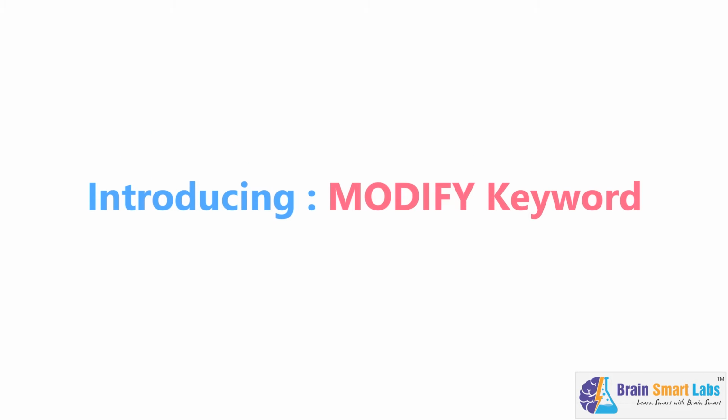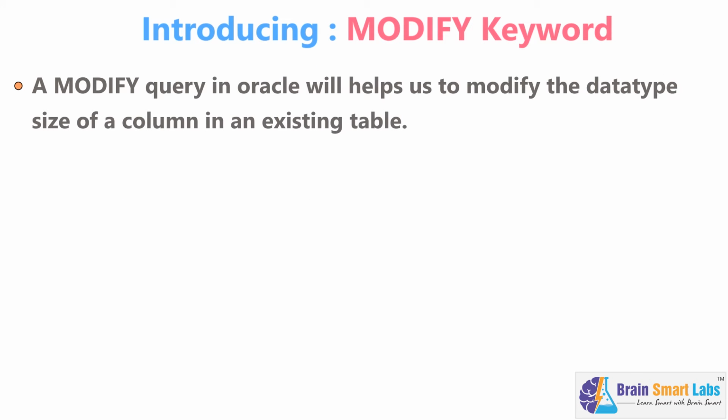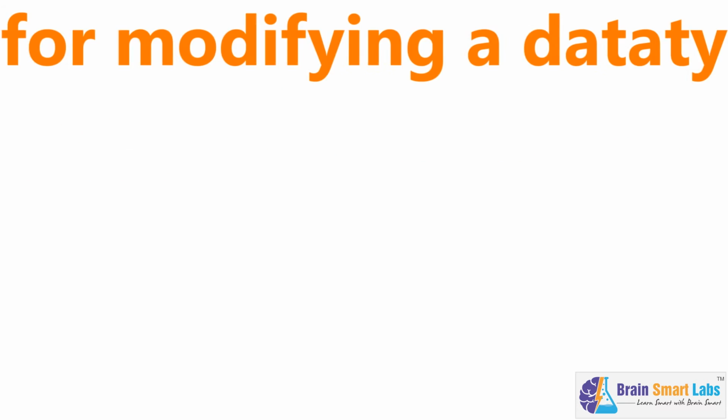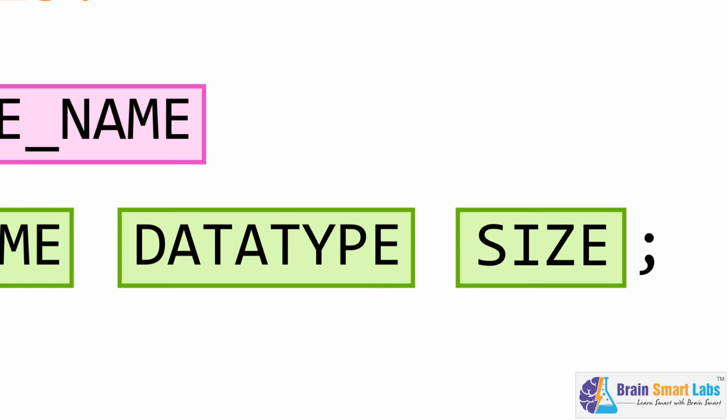Introducing the all-new modify keyword in SQL, wherein the modify command in Oracle helps us modify the data type size of a column in an existing table. Here is the syntax for modifying the data type size. Alter table name in the first line, modify column name space data type in the second line. Make sure you end the statement with a semicolon at last.